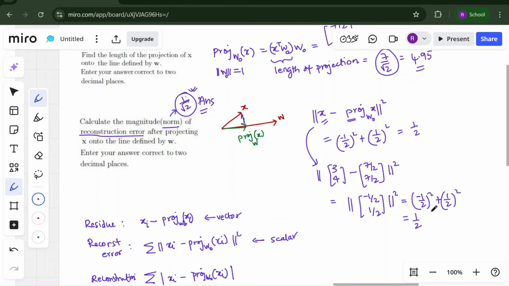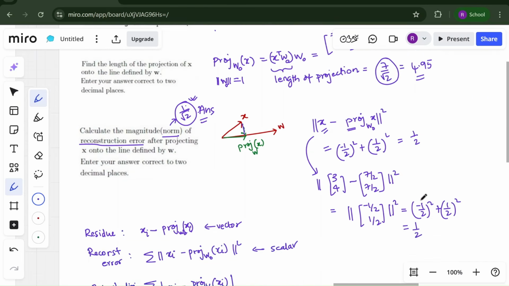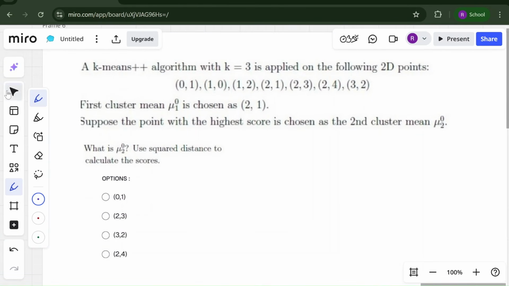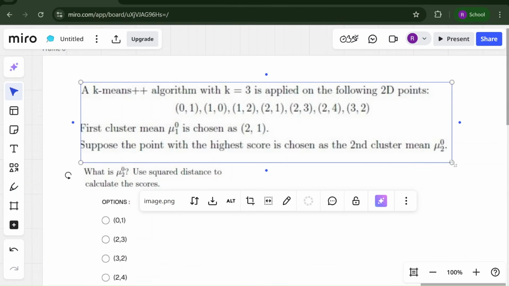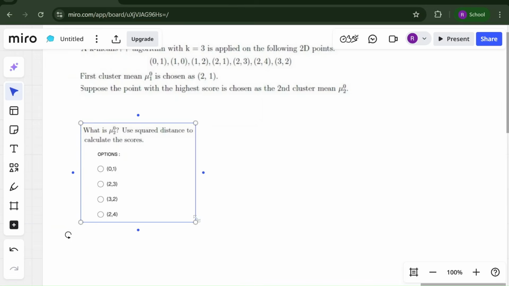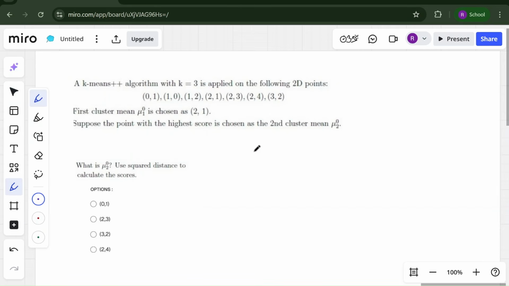Okay, great. Okay, we have a question on k-means. It says k-means plus plus algorithm with k equal to 3 is applied on these points. There are 1, 2, 3, 4, 5, 6, 7 data points. The first cluster mean is chosen as 2, 1.